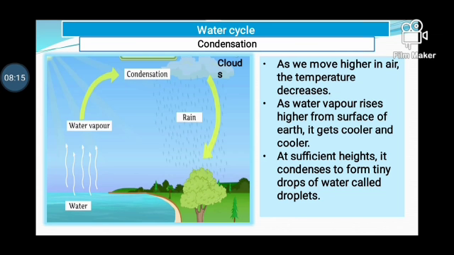Condensation. As we move higher in air, the temperature decreases. As water vapor rises higher from the surface of the earth, it gets cooler and cooler. At sufficient heights, it condenses to form tiny drops of water called droplets.